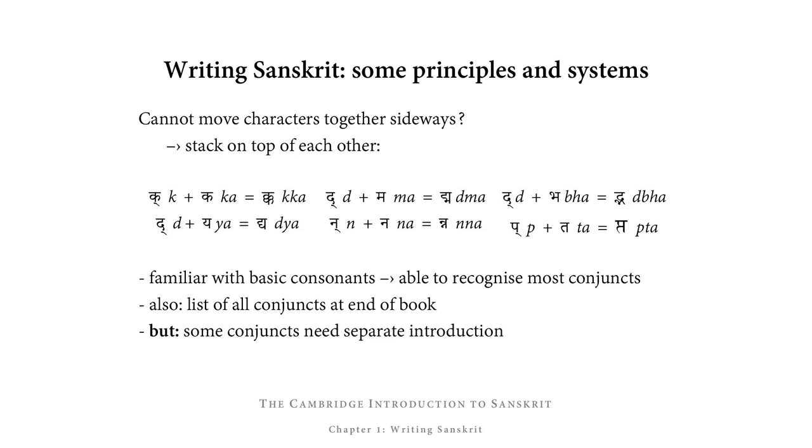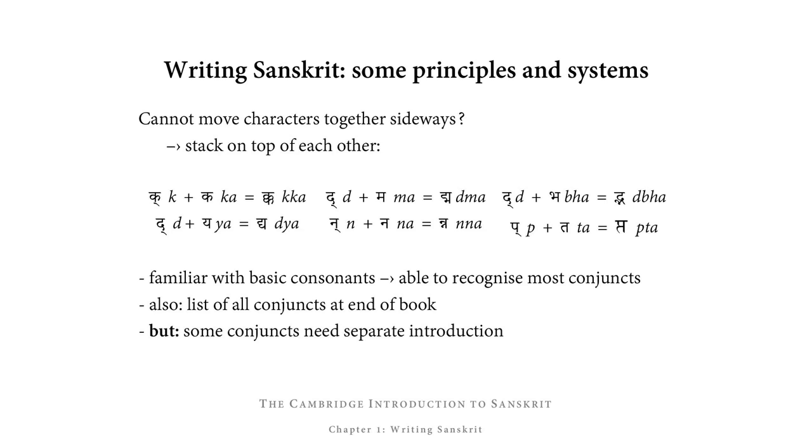I've given you a couple of other examples. Dya. Dya is actually really annoying because it's a little difficult to recognize this new combination of consonants, this new conjunct consonant. N plus na, giving you nna, and p plus ta, giving you pta. Pta is a very nice example of consonants that are actually just very straightforwardly stacked on top of each other.